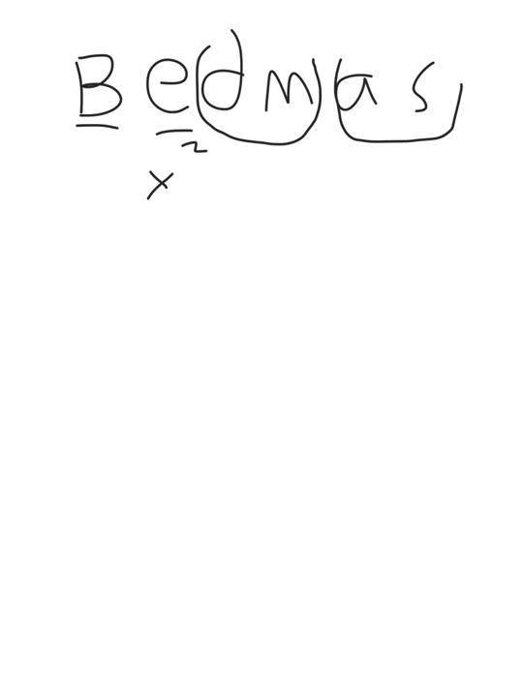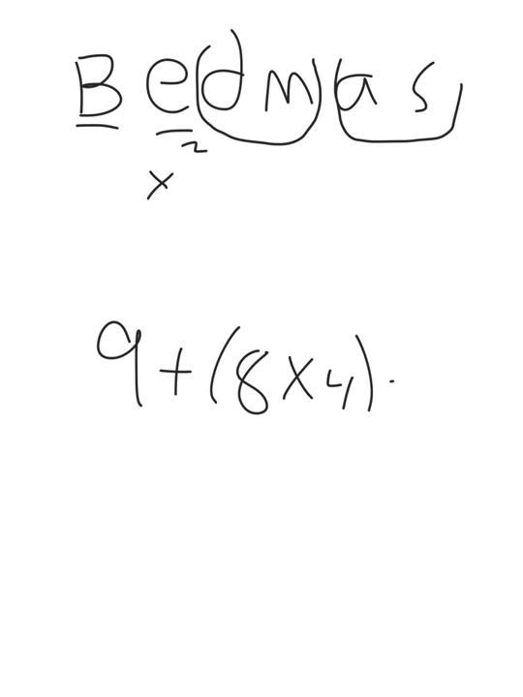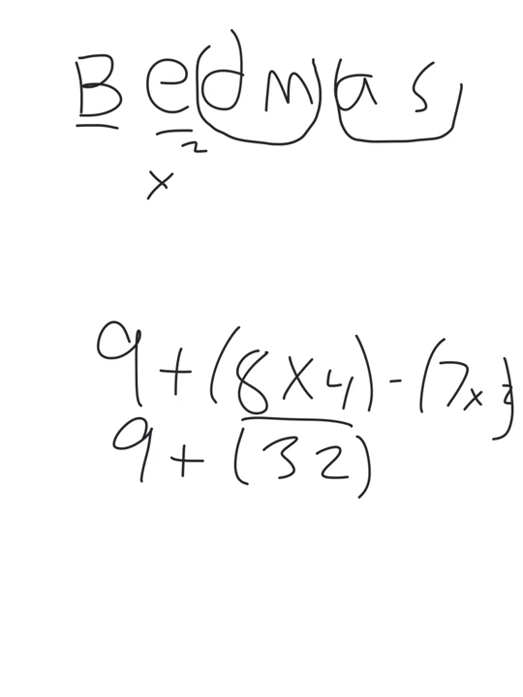So when we have a question like 9 plus 8 times 4 minus 7 times 2, we have to follow the order of operations for BEDMAS. So first we're looking at the brackets. So here I have in my first bracket 8 times 4, which is 32. And I highly encourage you when you're doing this at home, anytime, to write down the different steps. So now I'm going to change it. 9 plus stays the same. This is 32. 8 times 4 is 32.